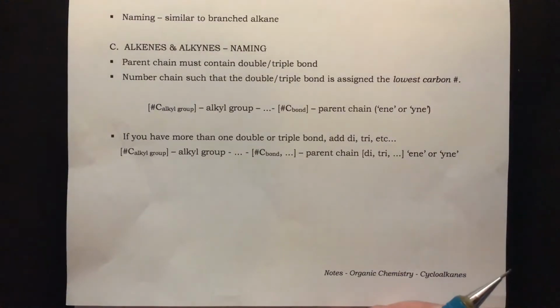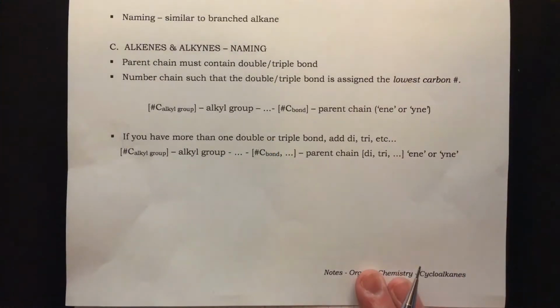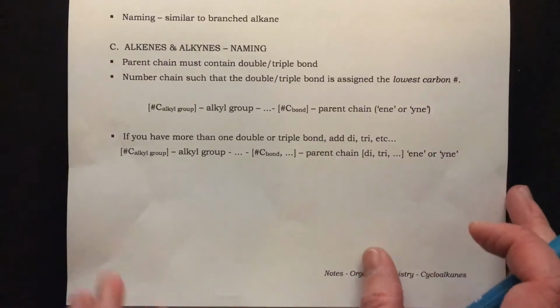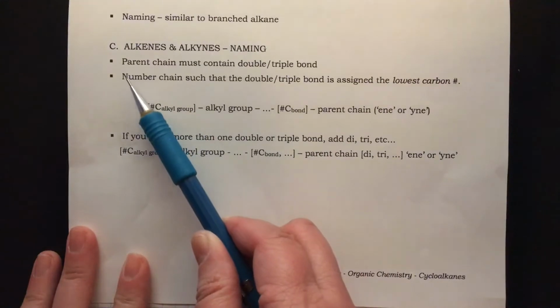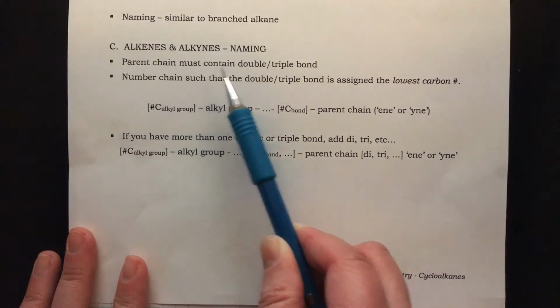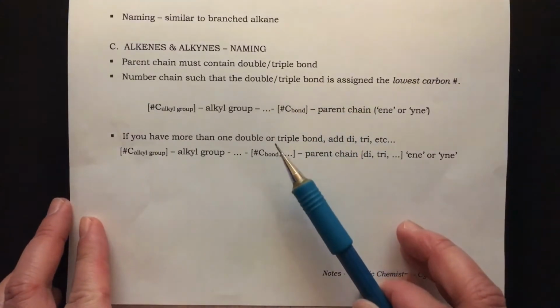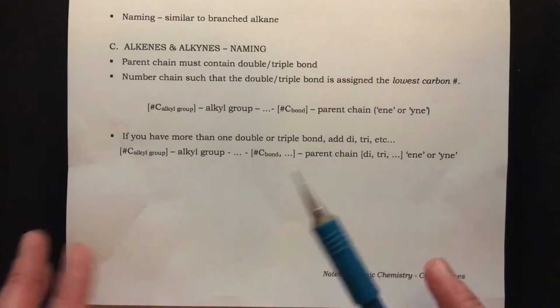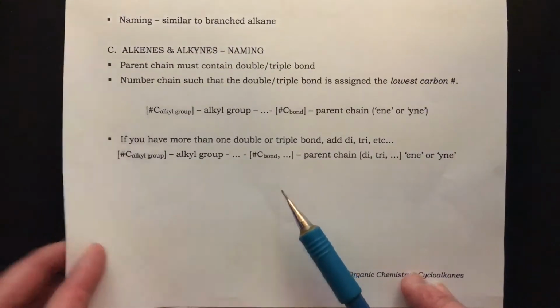So now when we take a look at naming this carbon chain, we want to take a look at what about the attachment groups, and how do we incorporate them into the name of our alkenes and our alkynes. In this case, one of the things you want to make a note of in this very first point is that the parent chain must contain that double and triple bond. So we need to ensure that when we find that parent chain, we have that double and triple bond present in it.